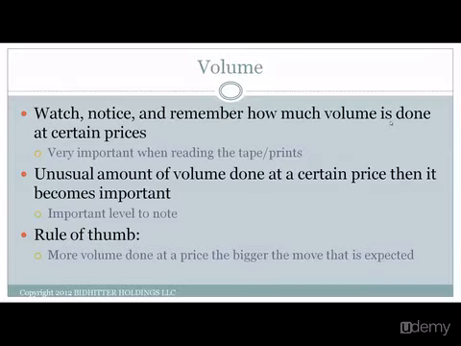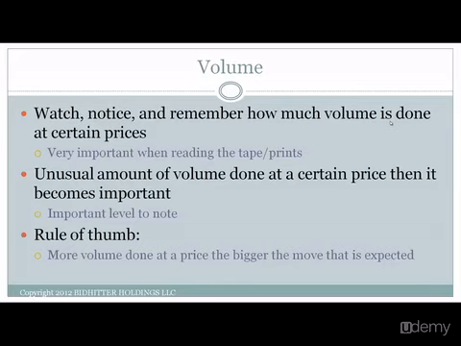Volume. Watch and notice and remember how much volume is being done at certain prices. It's very important when you're reading the tape and prints, as we talked about this before. You should always keep track of how much volume is being done at each price. An unusual amount of volume being done at a certain price, then it becomes important. It's on a level you should know.